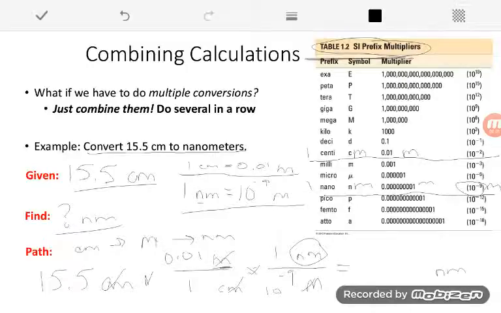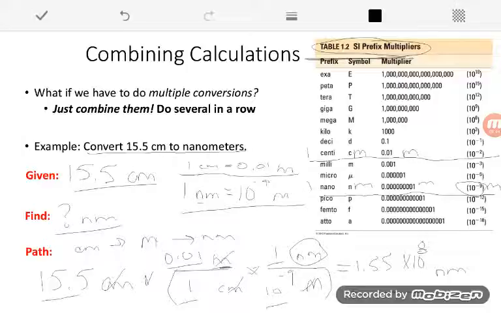So I have my units, nanometers, and when I plug this into my calculator, I'm going to do 15.5 times 0.01 times 1, divided by 1, divided by 10 to the power of negative 9. So I multiply everything on the top together, and then divide it by everything on the bottom. When you type this in your calculator, make sure you put those guys in parentheses down there. So I do the math on that, and what I get is 1.55 times 10 to the 8 meters. Nanometers, sorry. 1.55 times 10 to the 8th nanometers.